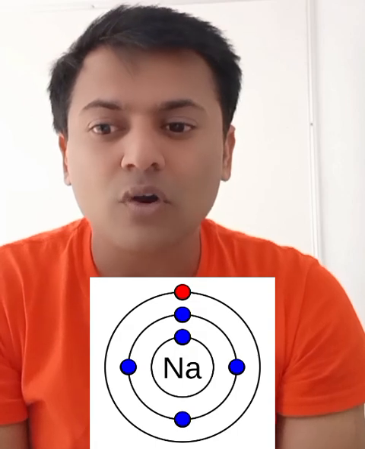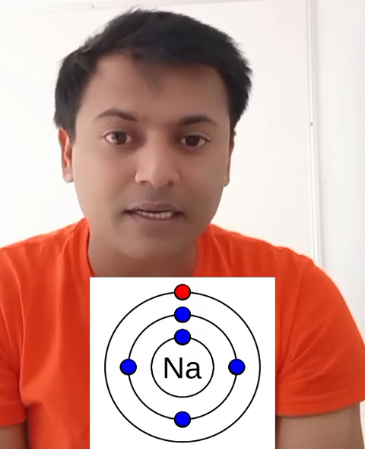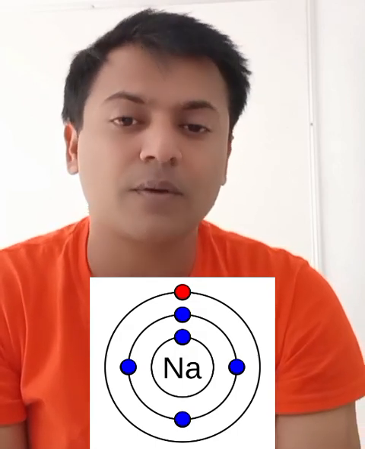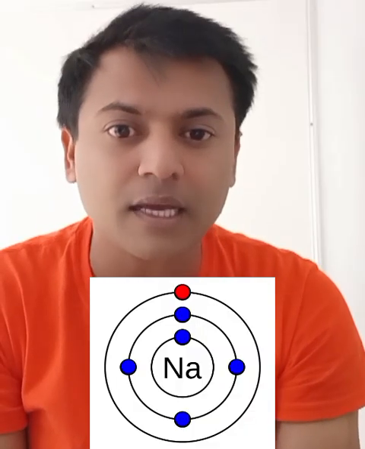So when we talk about the trend in period and group, ionization energy in a period will be increasing when we move from left to right in the periodic table. Okay, so why will it be increasing?